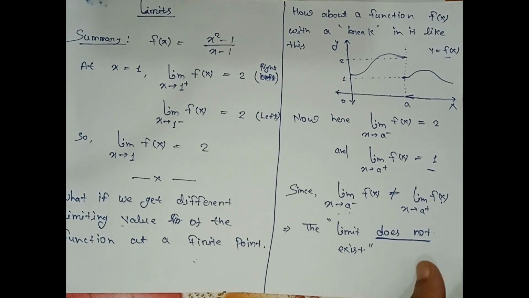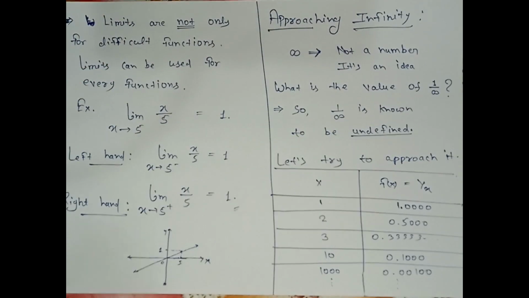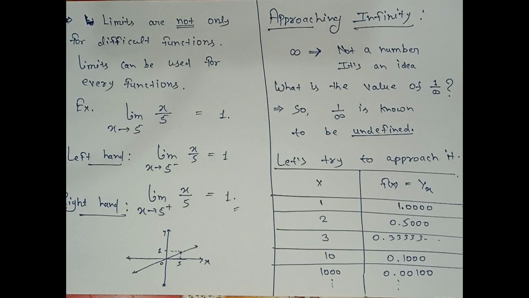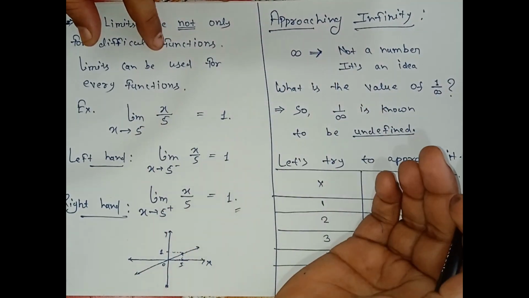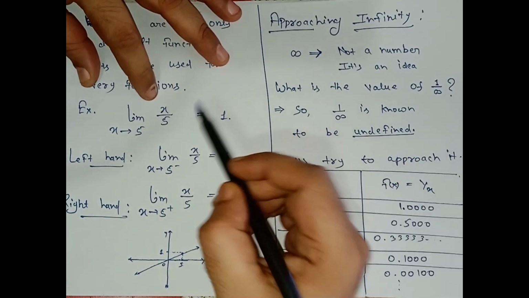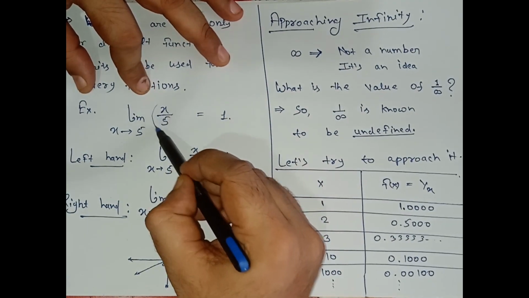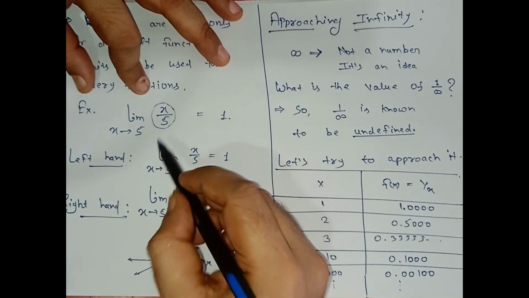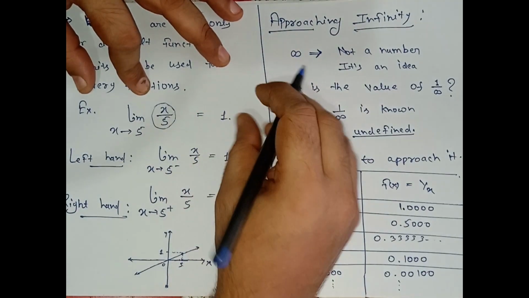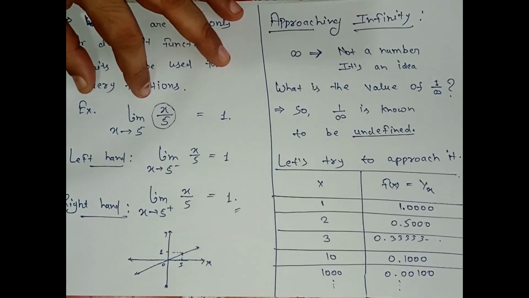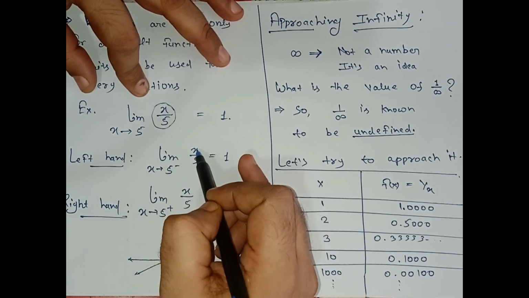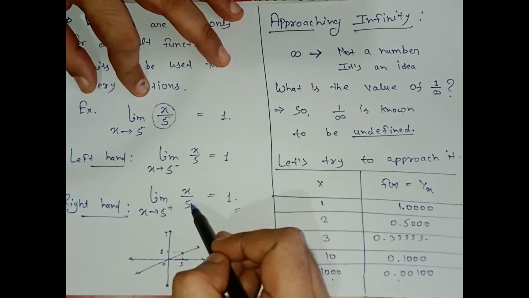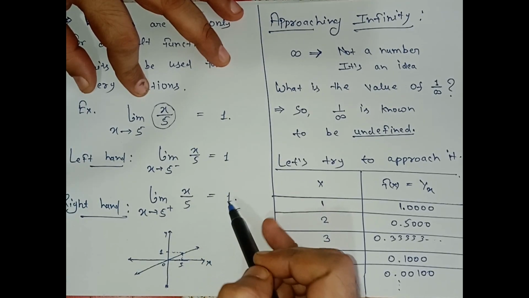Limits are not only for difficult functions. Limits can be used for every function. As you can see, this is a very simple function, f(x) is equal to x minus 5. When you approach from the left hand side, you are getting 1. When you approach from the right hand side, you are getting 1.